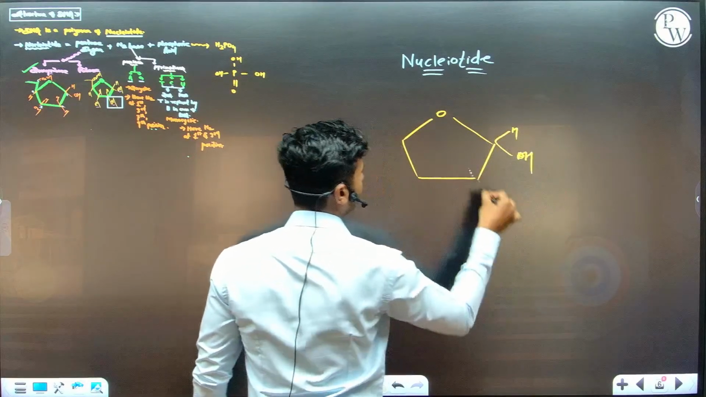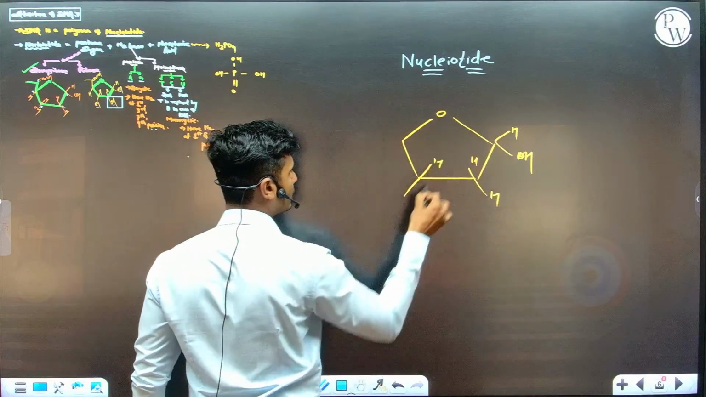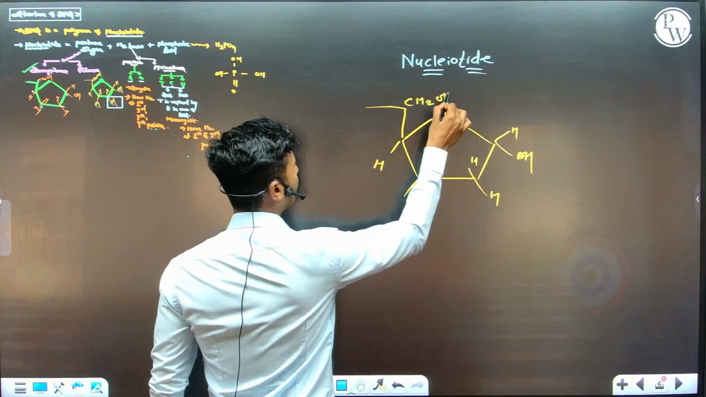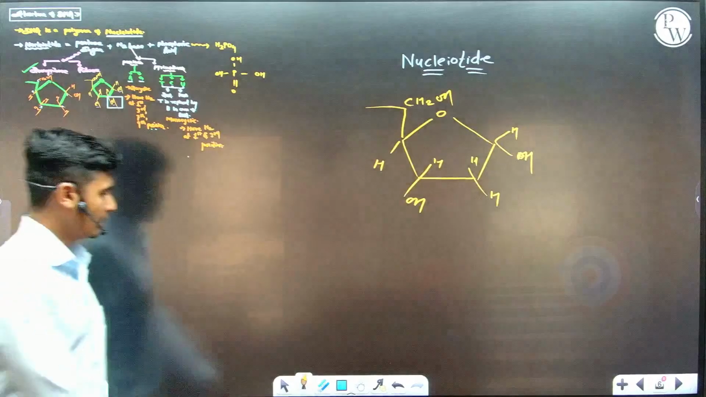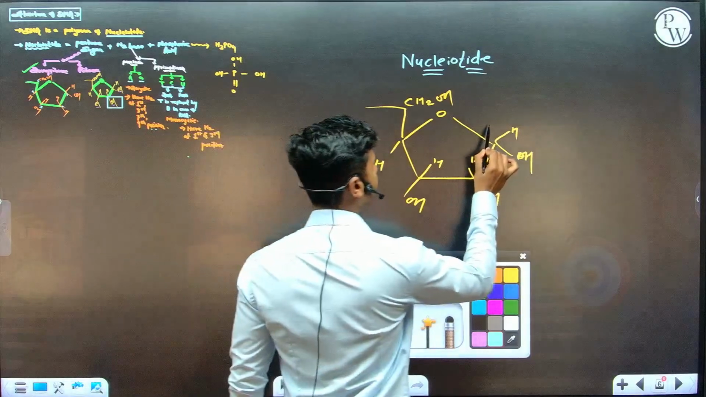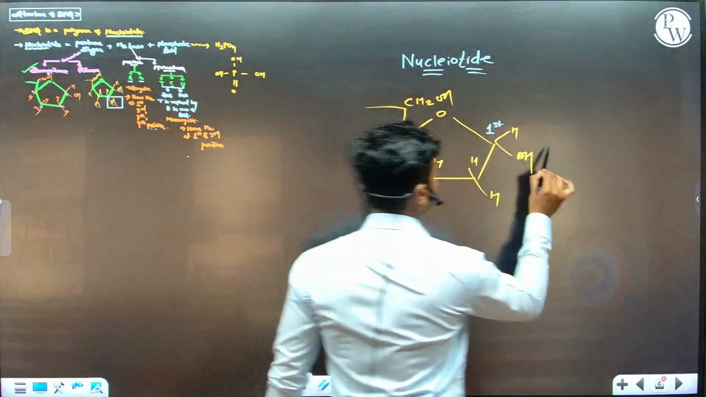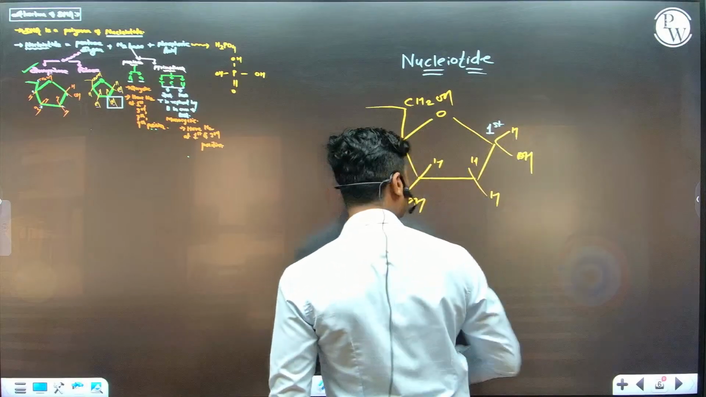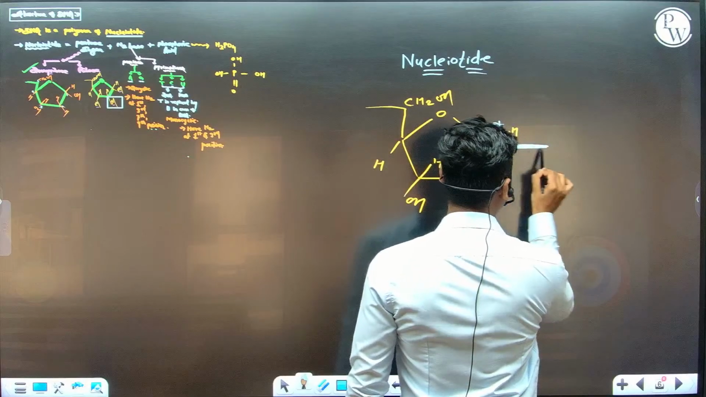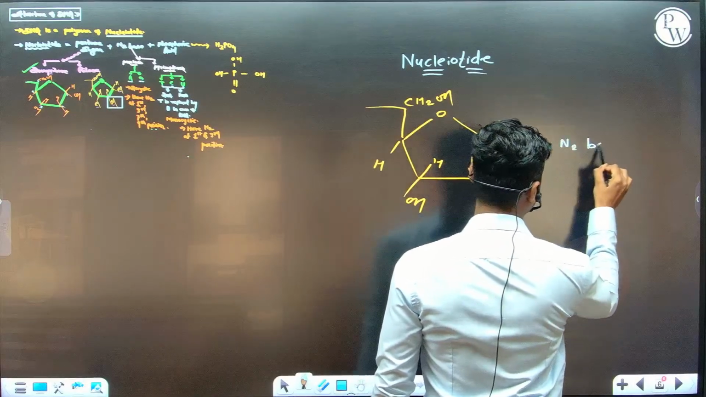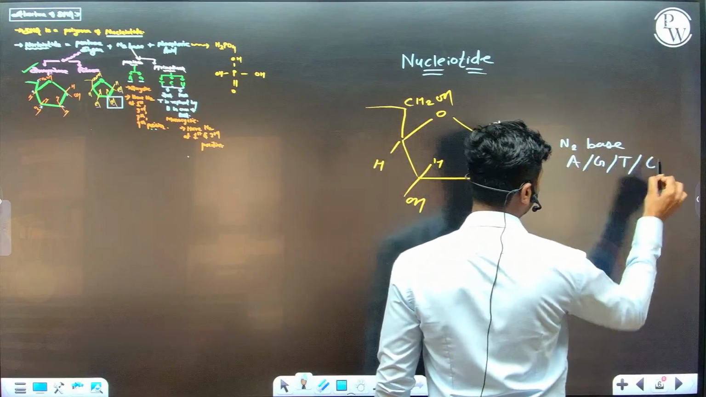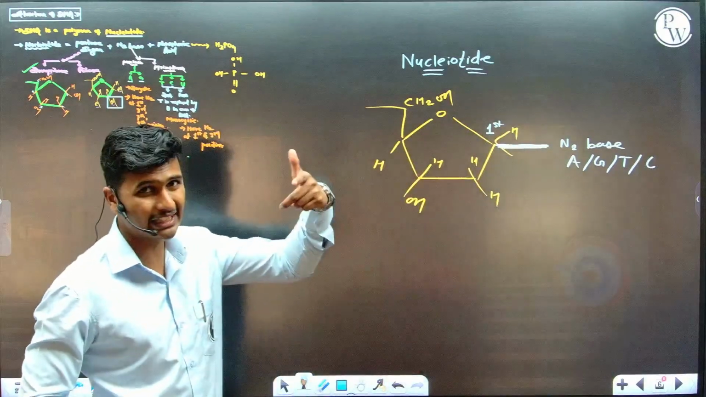HOH, here HH, here is HOH, here is H on 5th number carbon, CH2OH. Now, at which position is the nitrogen base attached? On first. So here, bond formation takes place. And the N2 base is attached. It will be adenine or guanine or thymine or cytosine. Not uracil, because we are talking about the DNA now.